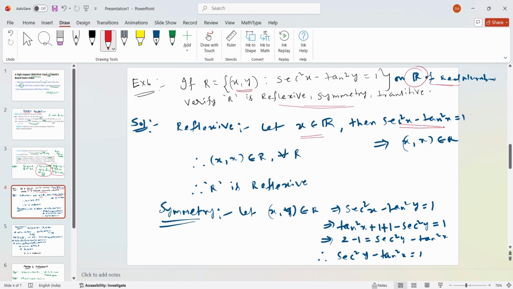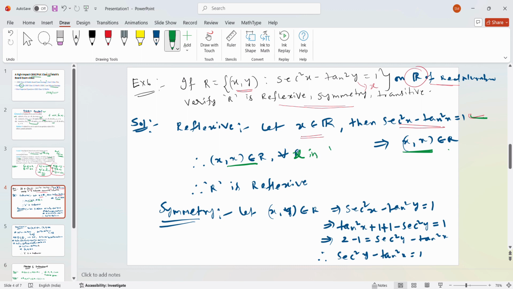Because we have an identity here, I just have to replace y equals x in this formula. So what it will become, I'm going to get 1. So I can write directly (x, x) belongs to R, for every x in R.